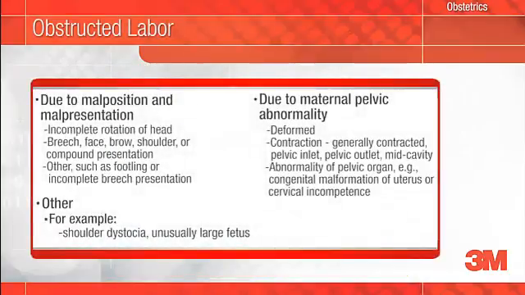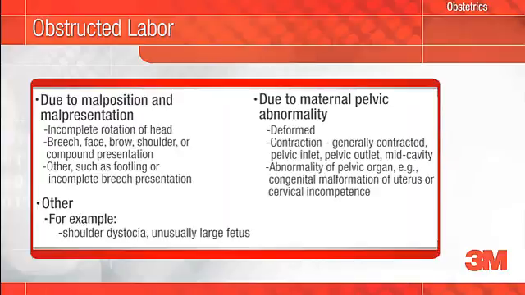ICD-10 provides combination codes and in some cases more detail for reporting the cause of obstructed labor. Generally, 3 categories of codes describe obstructed labor due to malposition and malpresentation, maternal pelvic abnormality, and due to other causes such as shoulder dystocia or an unusually large fetus.